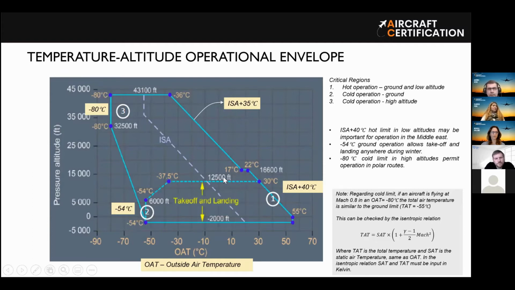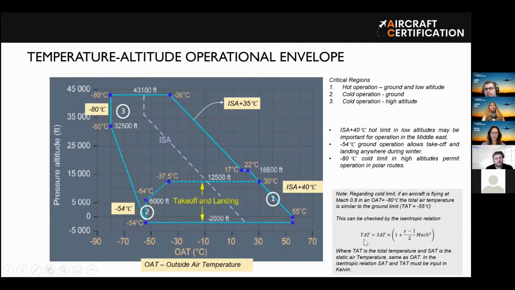Maybe just one comment: you can think about why on the cold side you can operate at minus 54 on ground, and why in flight you can go down to minus 80. The reason is the aerodynamic heating. In flight, normally you are flying at high speed at those altitudes, especially in a commercial airplane, a large transport airplane. So what we have to consider is the total air temperature, which means the temperature that is affected by Mach number.